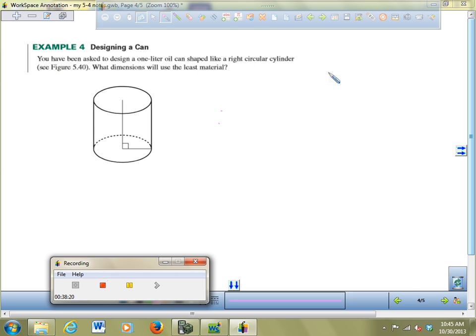You have been asked to design a 1 liter oil can shaped like a right circular cylinder. What dimensions will you use? So one of the tricks here, this is R, this is H. And so you're trying to minimize the surface area with a given amount of volume. You understand that? Okay, because it says design a 1 liter. This is kind of hidden in the problem, but it's a 1 liter oil can. Okay, 1 liter is equal to 1,000 centimeters cubed, right? I think that's what it is.